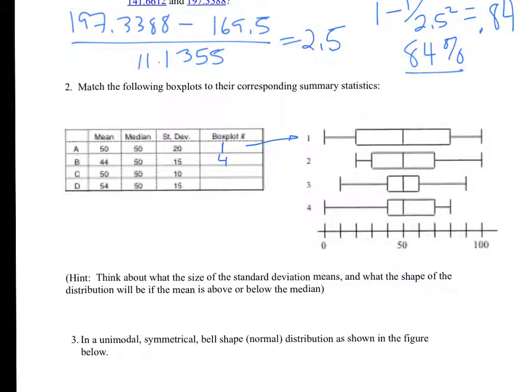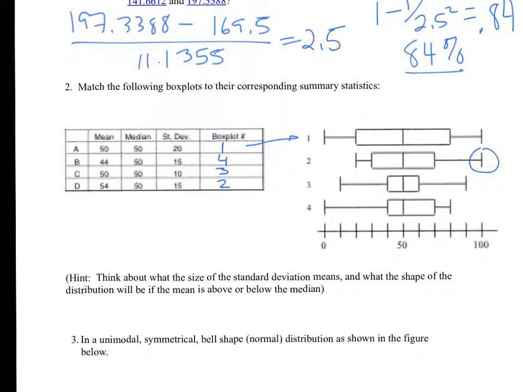This guy right here is the only one that's perfectly symmetrical. And this one, our mean is above the median, which means we must have higher numbers up here. So relative to the whole set, there's nothing pulling it down. So this guy goes right here, and that's 2. So 1, 4, 3, 2.